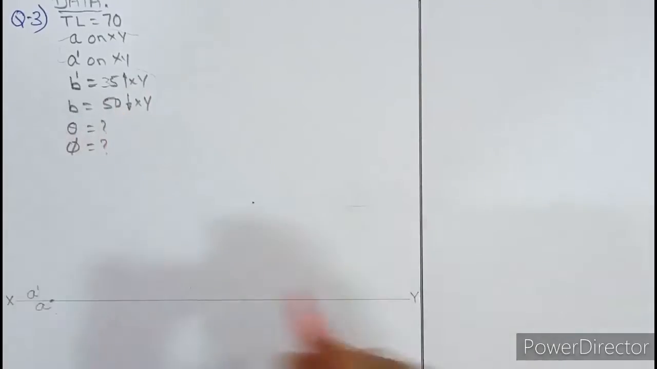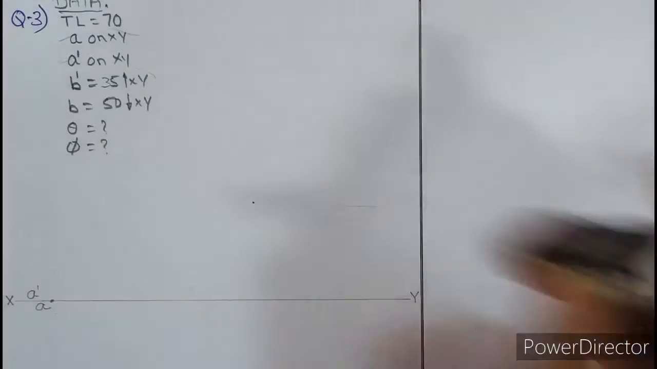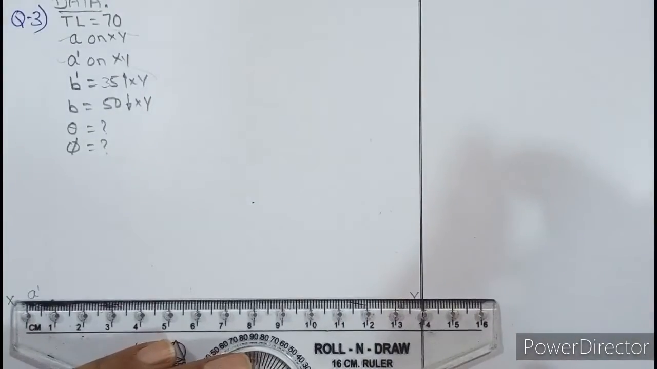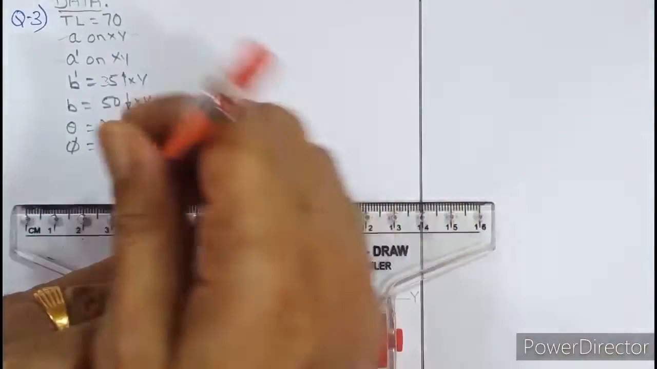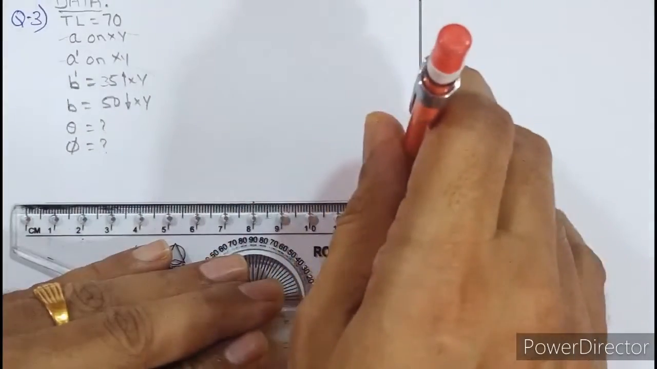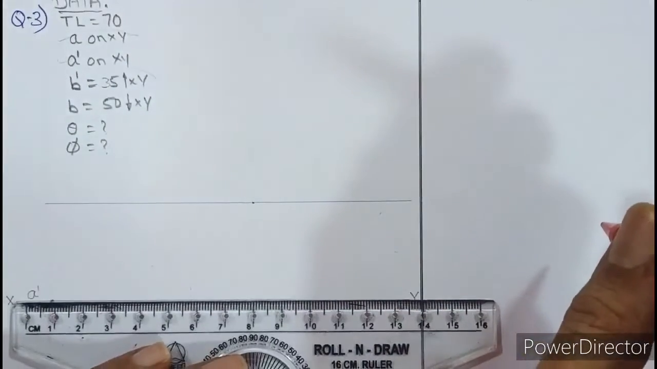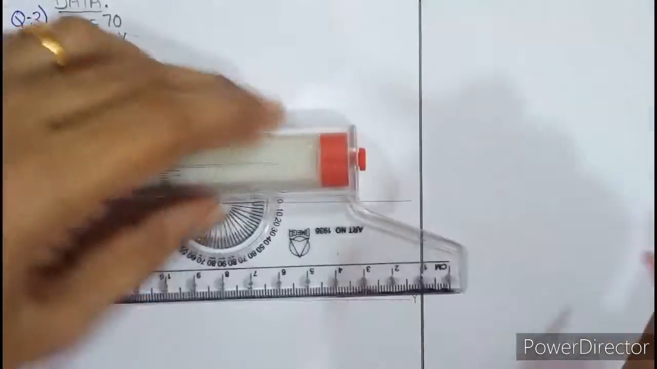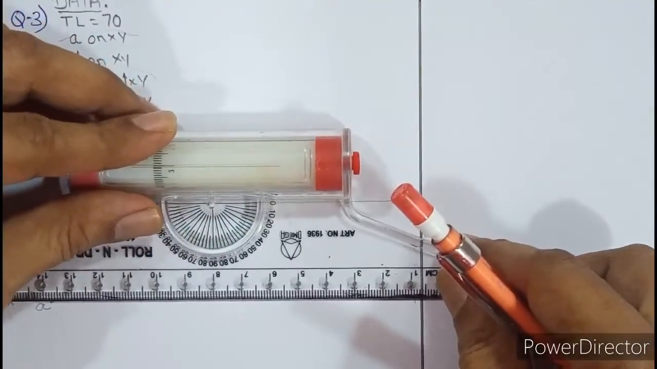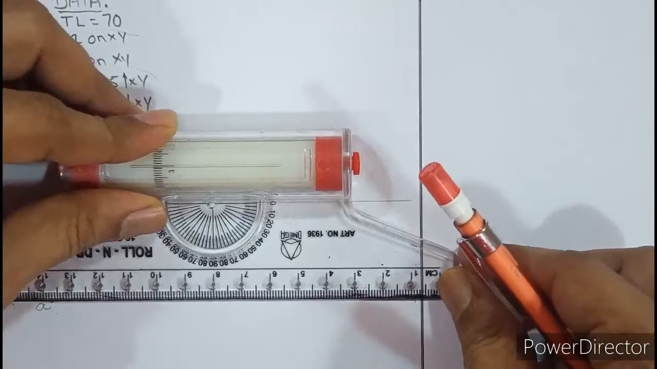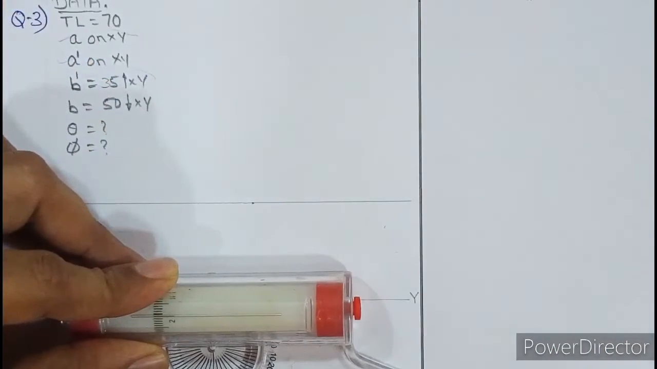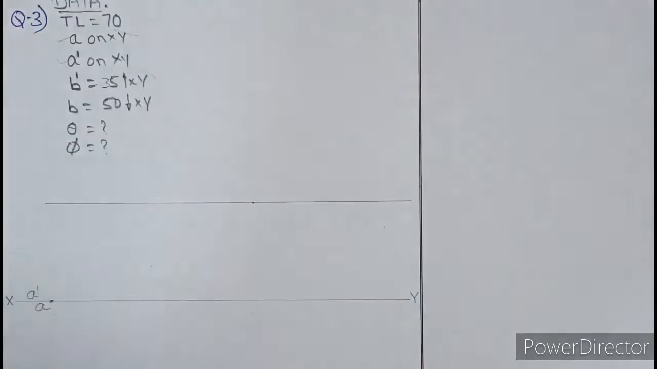So we can at least draw a locus because we don't know right now where exactly B dash lies. So aligning the roller scale, we will move up and draw a light line, and aligning the roller scale again, we will move down and again draw a light line, in opposite sense. Okay, so we have drawn two locus.